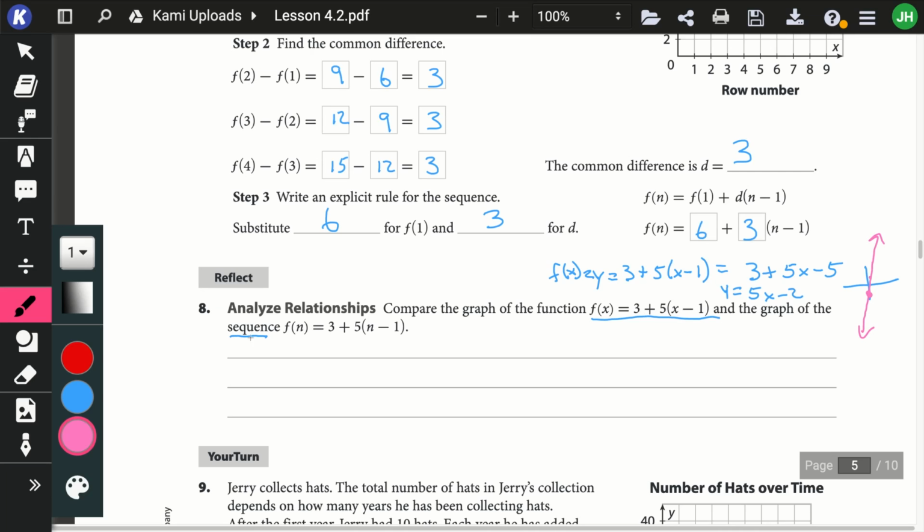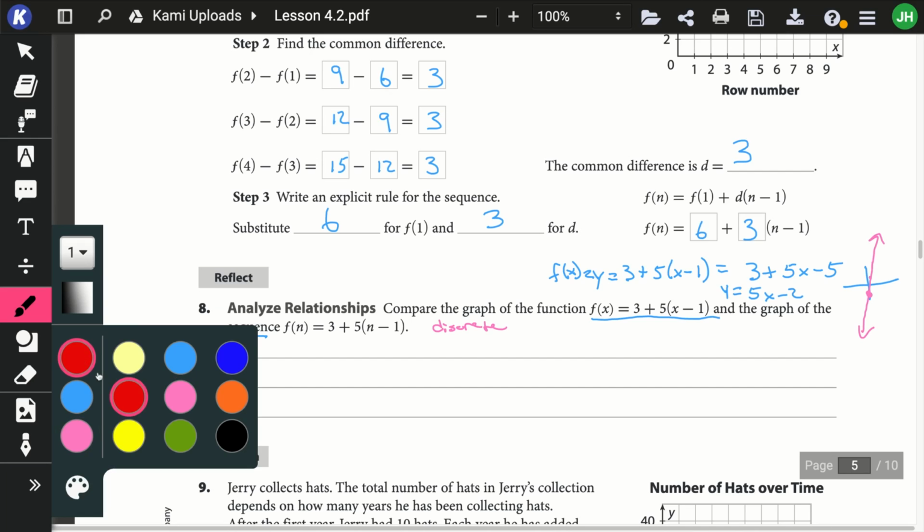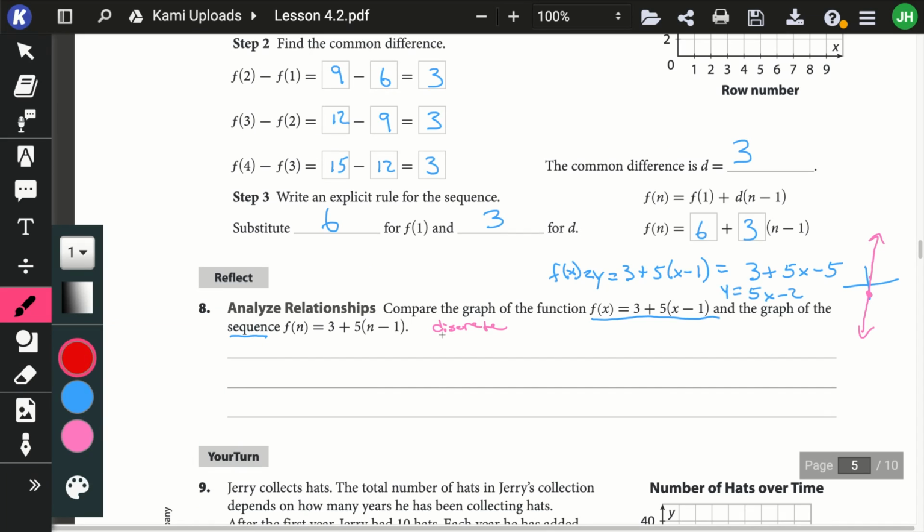The graph of the sequence here, n, is discrete. n has to be a whole number because it's a sequence. So n is going to be 1, 2, 3, 4, 5. If we look here, I'm going to show this in red. When n is 1, it's going to be here. When n is 2, it's going to be here. When n is 3, it's going to be here. It's dots along the line.